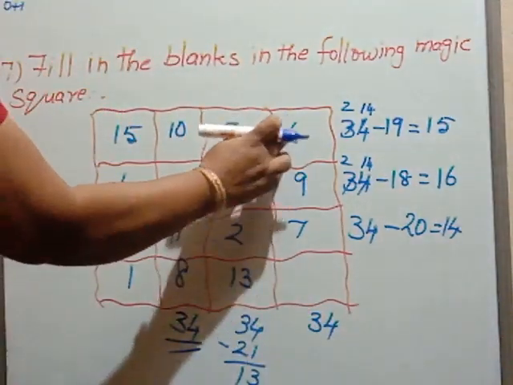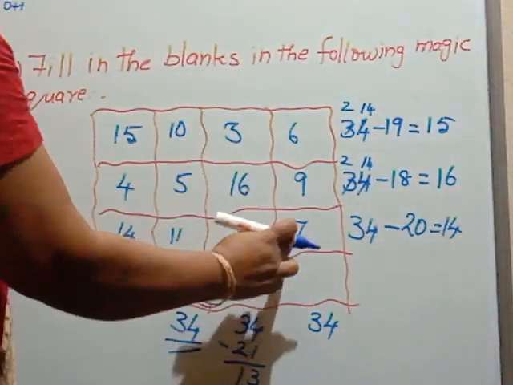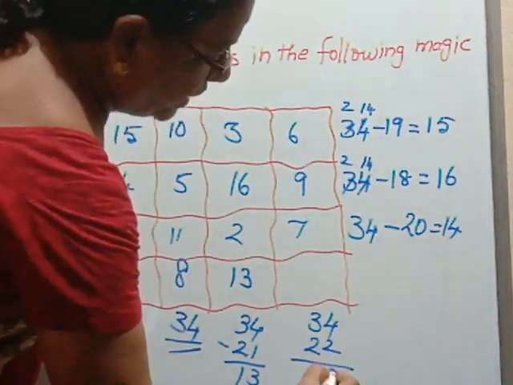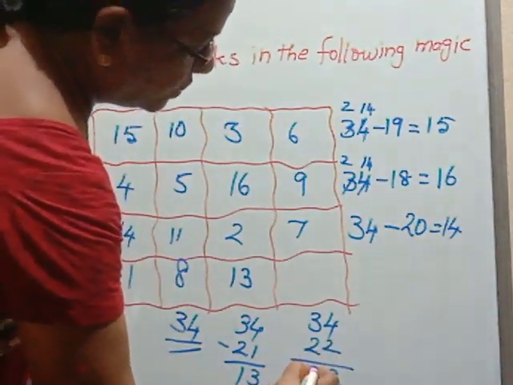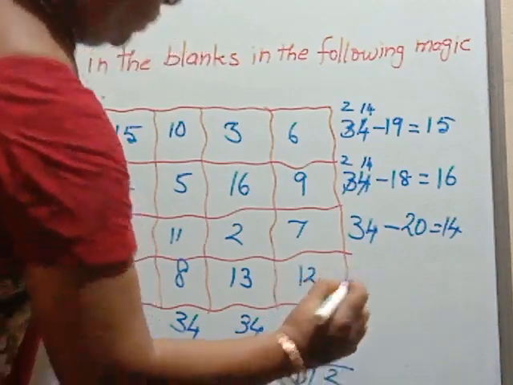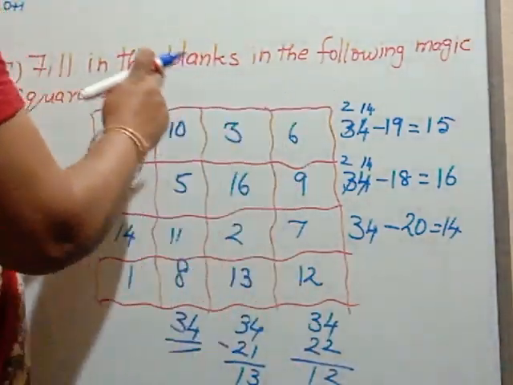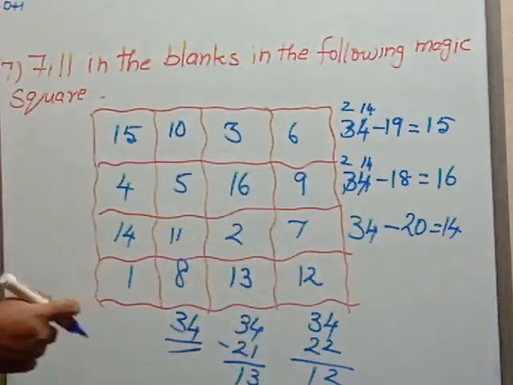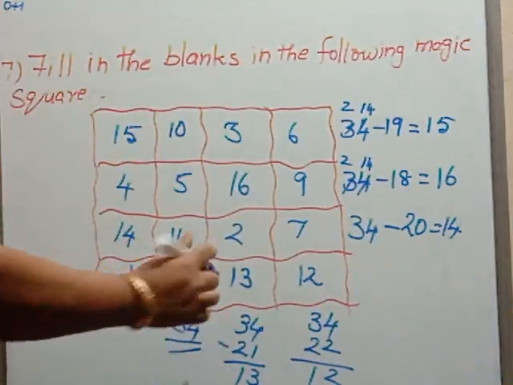Now, you add this: 6 plus 9, 15. 15 plus 7, 22. 4 minus 2, 2. 3 minus 1, 1. 12. If you add row wise or column wise, definitely you will get 34. Shall we try this last one?